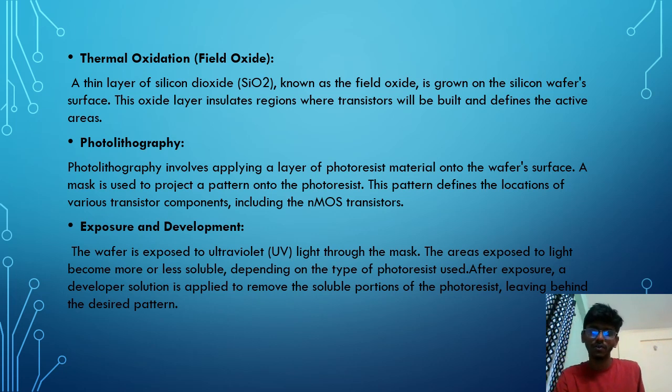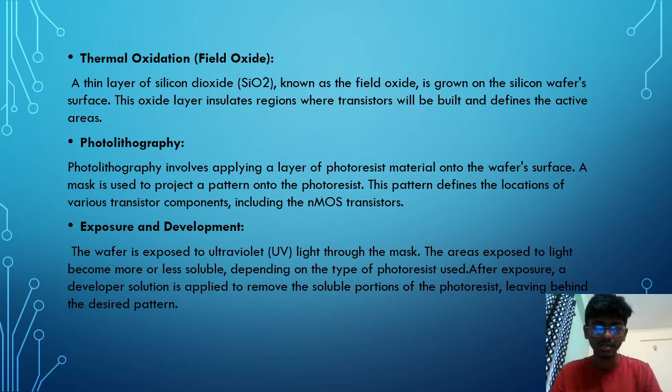Photolithography. Photolithography involves applying a layer of photoresist material onto the wafer surface. A mask is used to project a pattern onto the photoresist. The pattern defines the locations of various transistor components, including the NMOS transistor. Exposure and development.